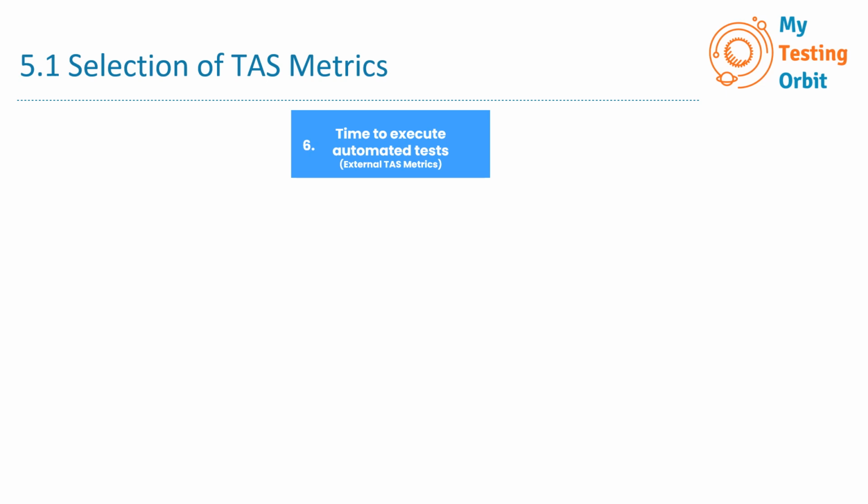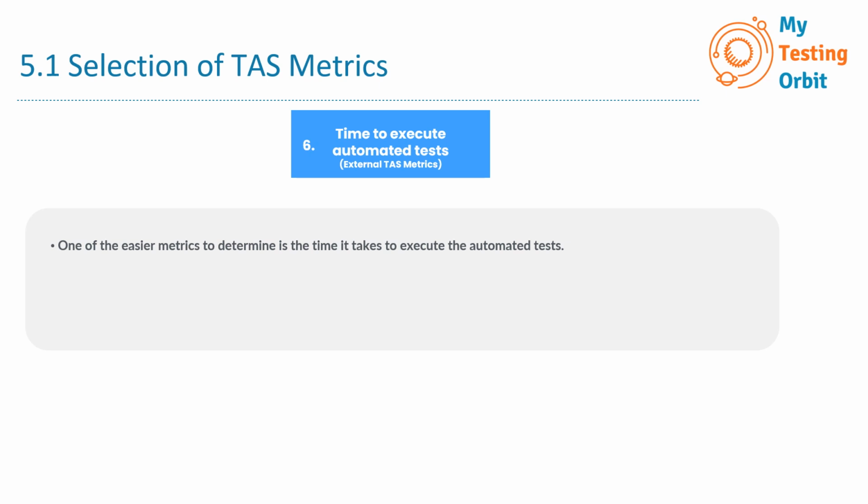Next, we have metric number 6, time to execute automated test. One of the easier metrics to determine is the time it takes to execute the automated test. The time to execute the automated test is an easier metric because it can be measured directly by tracking the start and end time of each test run.